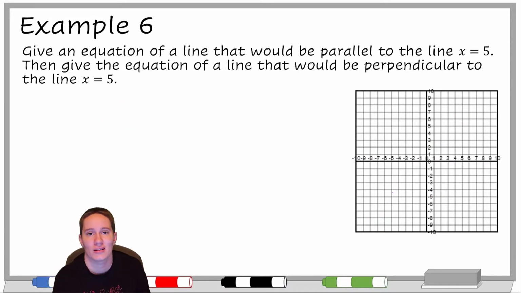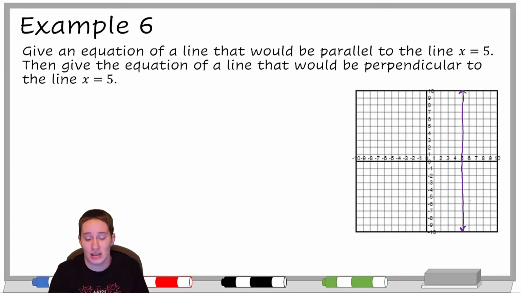Now let's talk about these special lines we have that are horizontal or vertical, have an undefined or a 0 slope. So this asks us to give an equation of a line that would be parallel to the line x equals 5, then give the equation of a line that would be perpendicular to the line x equals 5. And this is kind of just a chance for us to think through, what does this look like if I have x equals 5, which is a vertical line through 5, remember? If I want something parallel to that, then what do I need? I need another vertical line.